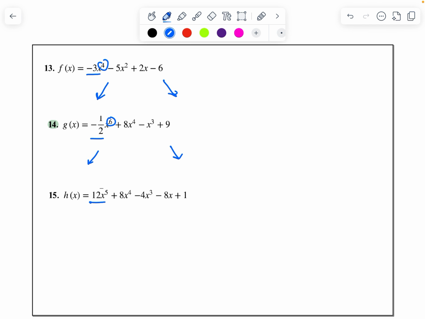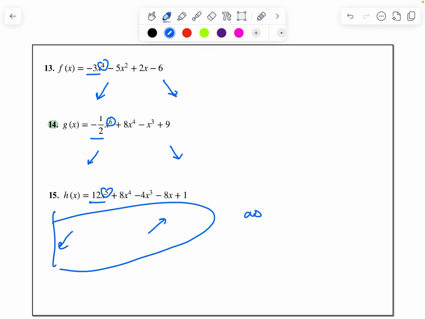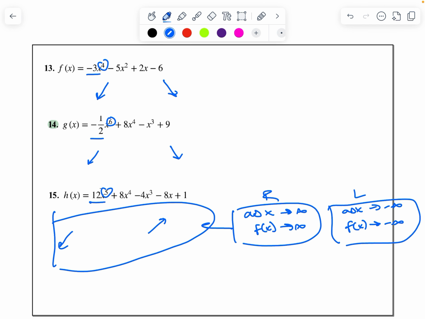Here, the leading coefficient is positive, the right side will go up. The exponent is odd, and so the left side will do the opposite, and it will go down. We can just describe this one with that limit notation. So as x approaches positive infinity, that's the right side, y, or f of x, is going upwards to infinity. The left side, as x approaches negative infinity, that's going leftwards, y, or f of x, is also going to approach negative infinity. It's going downwards. So this is describing this piece. This is describing this piece.